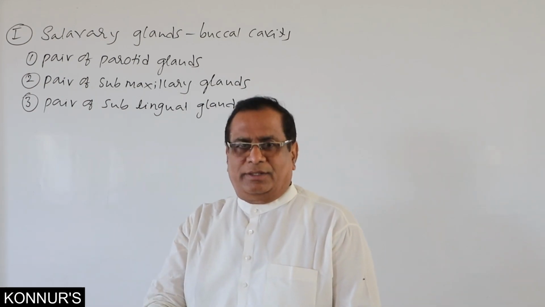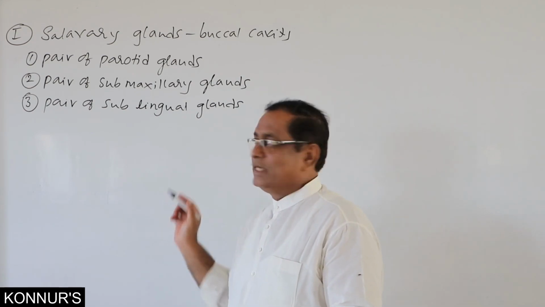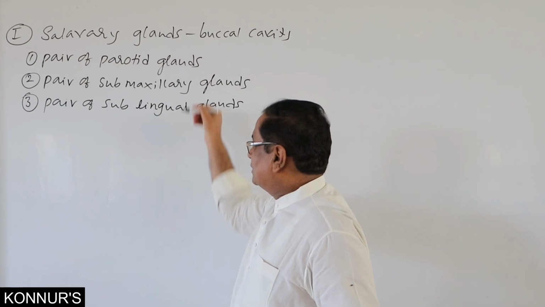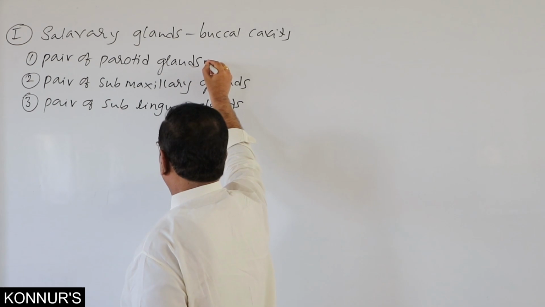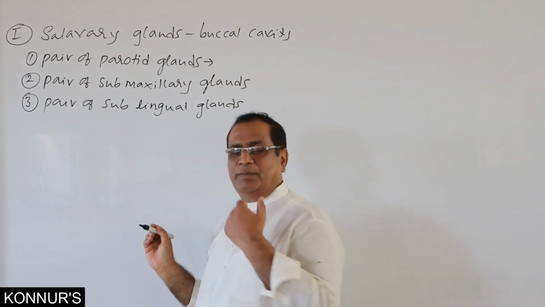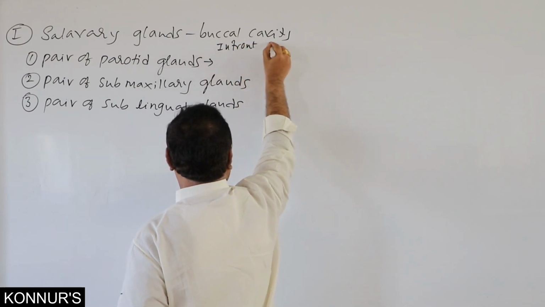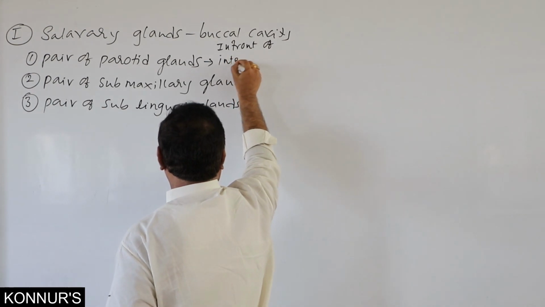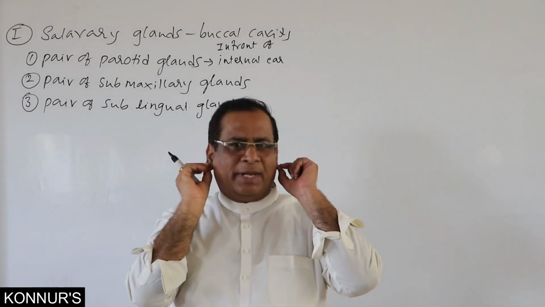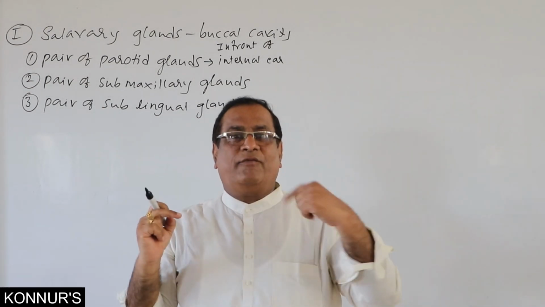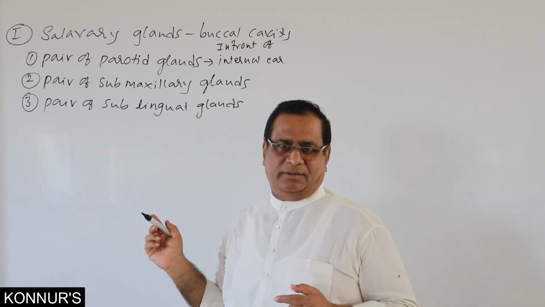They may ask a NEET question concerned with their position in the buccal cavity, in which part of the buccal cavity these 3 pairs are present. First one, the pair of parotid glands, is present in the buccal cavity in front of the internal ear. This is the external ear named pinna, and the internal ear. In front of the internal ear, the pair of parotid glands are present.